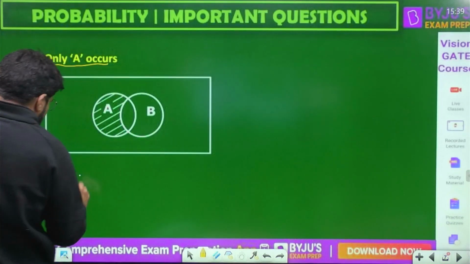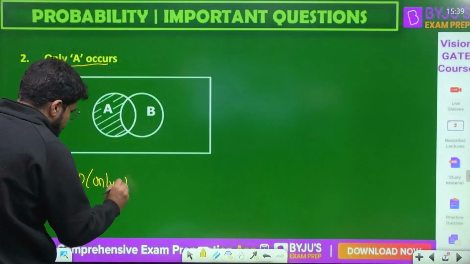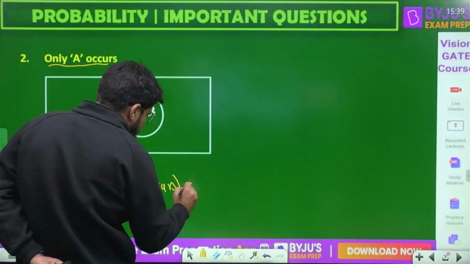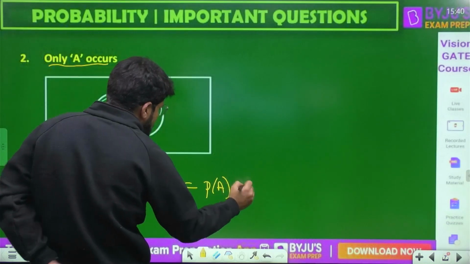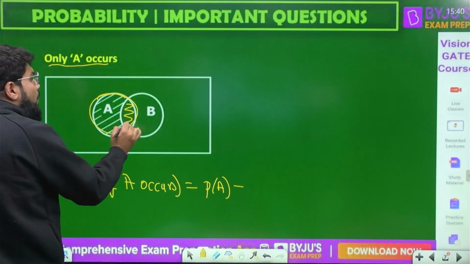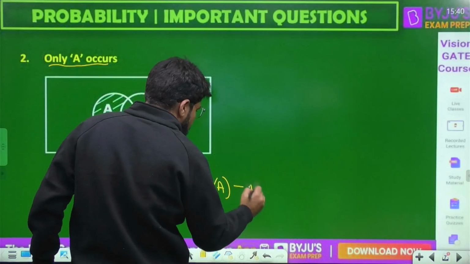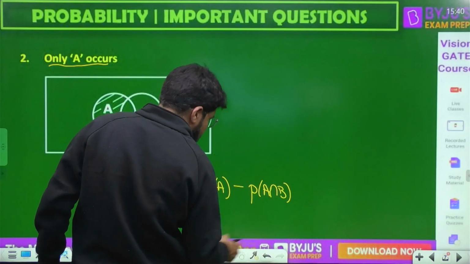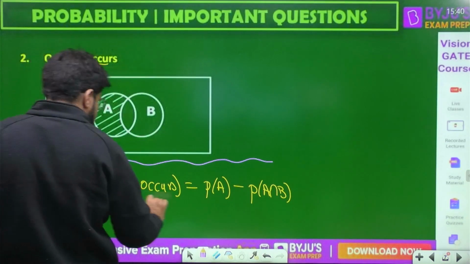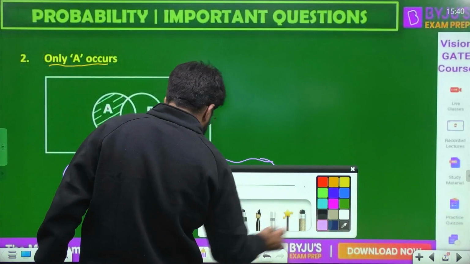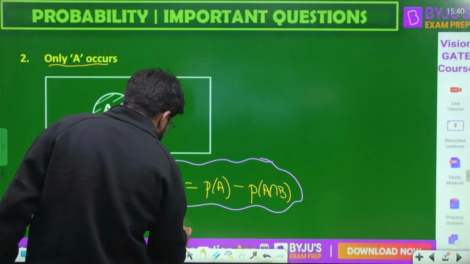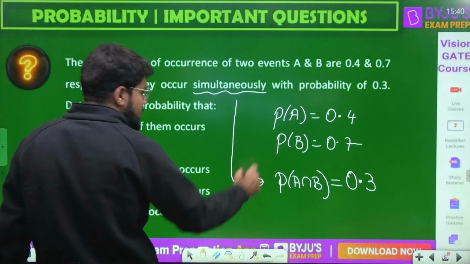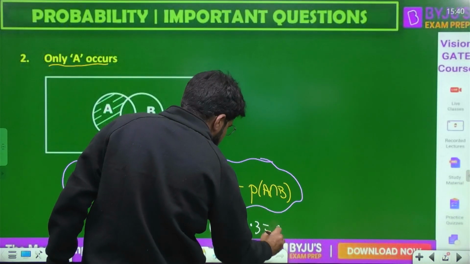So what is the formulation for this? What is the probability that only A occurs? If you say it is the same as probability A, that is wrong. It is actually the probability of A total minus this common portion. The common portion is the intersection, so minus P of A intersection B. What is going to be the answer here? Probability of A, 0.4, is given and the intersection was 0.3. So the answer is 0.1.